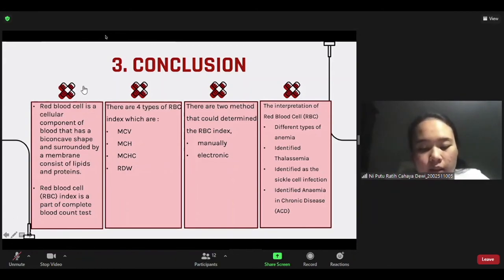There are 2 methods that could determine the RBC index: manually, which requires hemoglobin, hematocrit, and erythrocyte data, and electronically, using a hematology analyzer. The interpretation of red blood cell indices that classifies erythrocytes and diagnoses blood-related disease could provide useful information for health workers, which could show different types of anemia, identify thalassemia, identify sickle cell infection, and lastly, identify anemia of chronic disease, ACD.